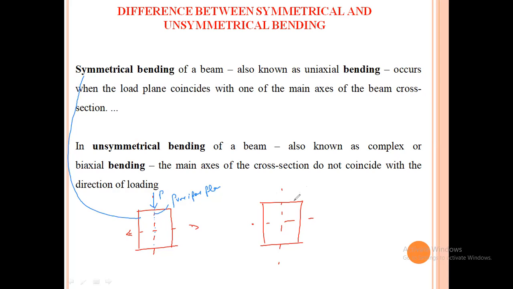Let us take a load here like this. Definitely this load is also passing through the center of gravity, but this load is not coinciding with any plane in the section.